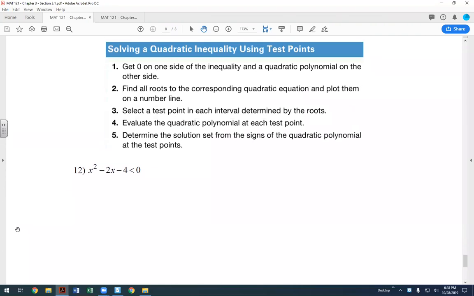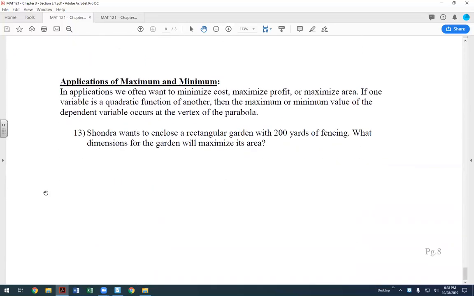Questions on 12 here? Okay, so you've seen the graphical method with 10 and 11, and you've seen the test point method. And as I mentioned, a lot of times we want to use the test point method because we know that's a more concrete solution, because again, it's not always a good idea to use just the graph to help you out with finding a solution.